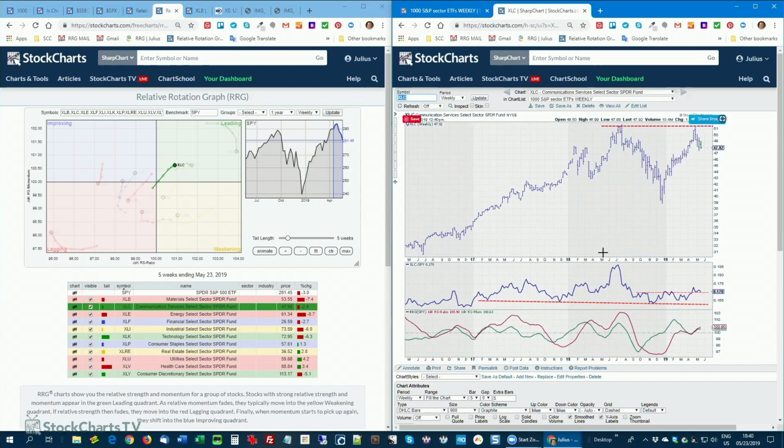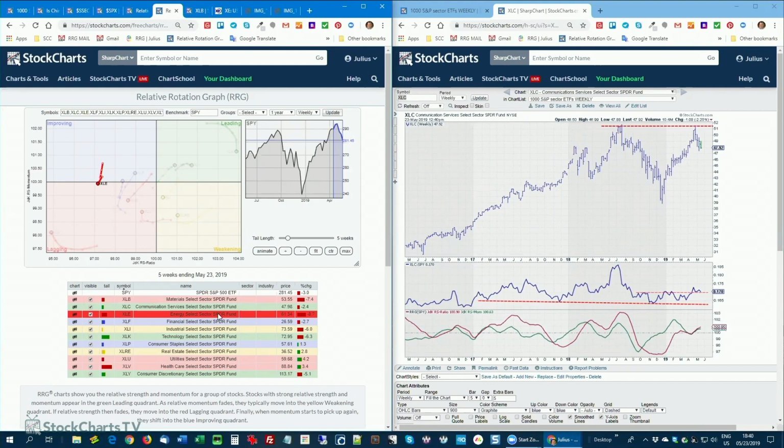So XLC Communication Services is one of the sectors that I think, especially from a relative point of view, will have some sort of positiveness in store for us in coming weeks, even despite the fact that the price might go a little bit lower.